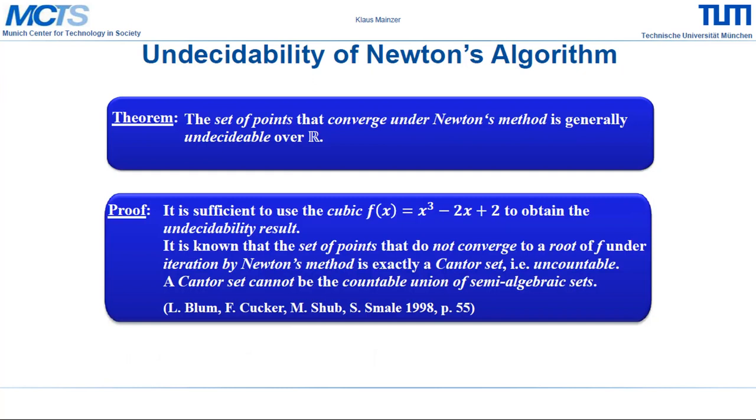And I mentioned that in order to introduce a result concerning Newton's algorithm, which is definitely undecidable. That means the set of points that converge under Newton's method is undecidable over the reals. And to prove that, it is sufficient to consider this cubic function here, because in that case it is known that the set of points that do not converge to a root of the function under the iteration of Newton's method is exactly a contour set, and a contour set is uncountable, so the complement is uncountable, and following the definition of decidability, Newton's algorithm is undecidable.